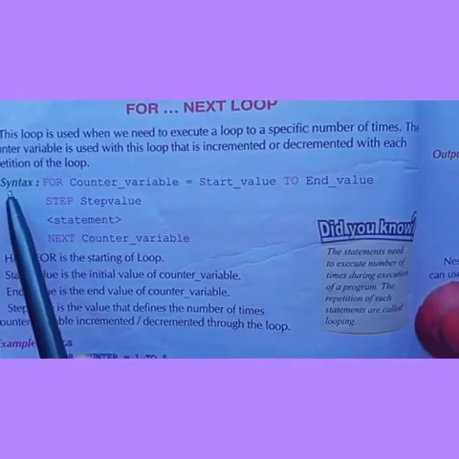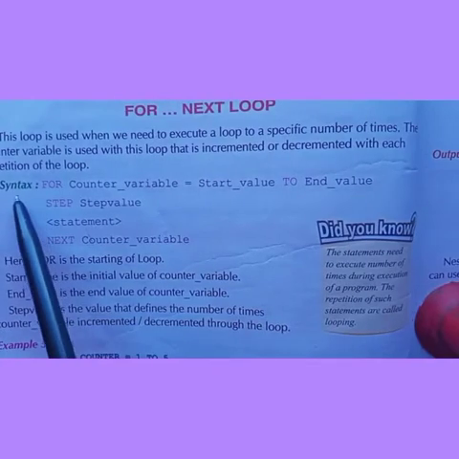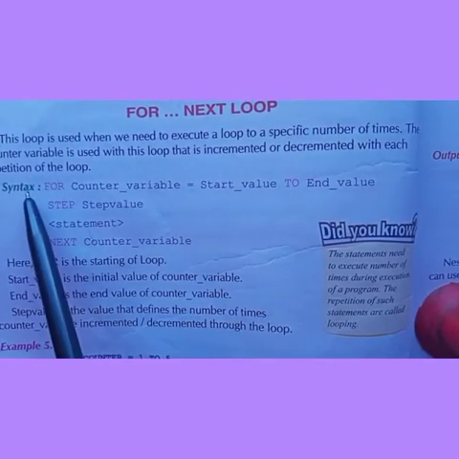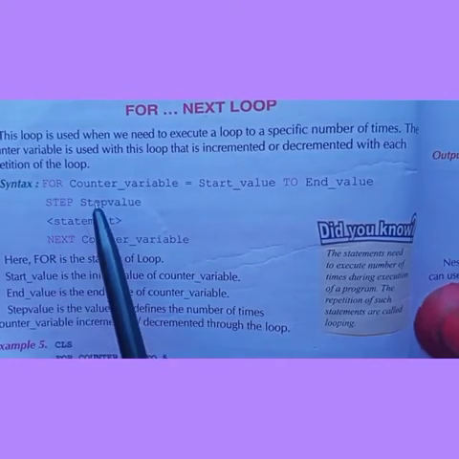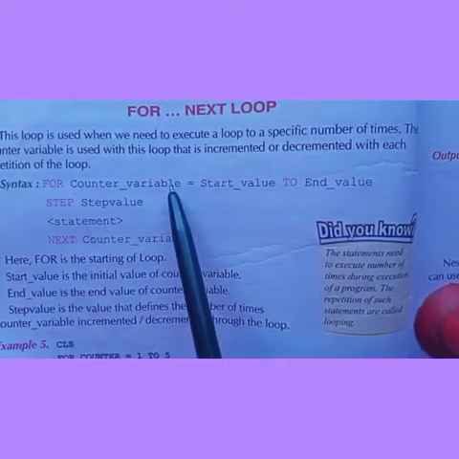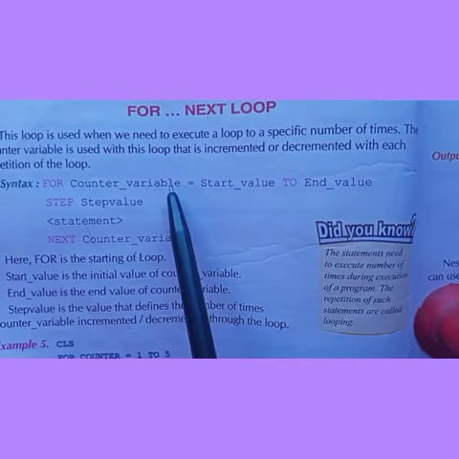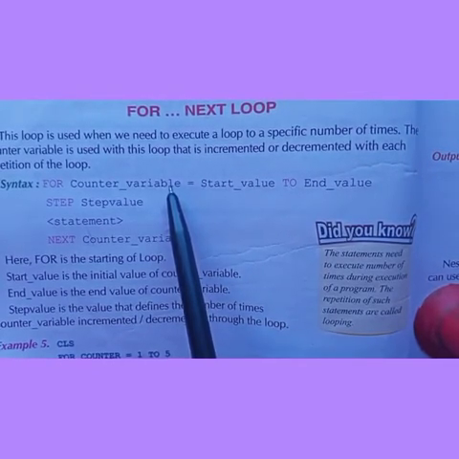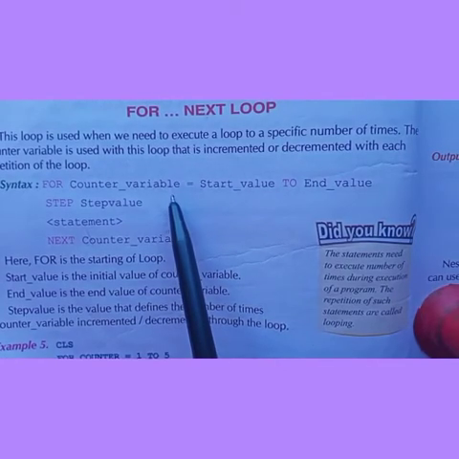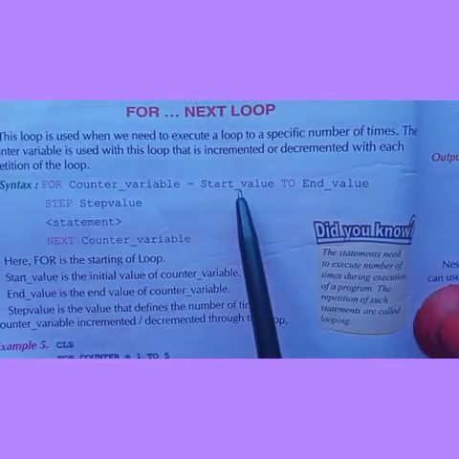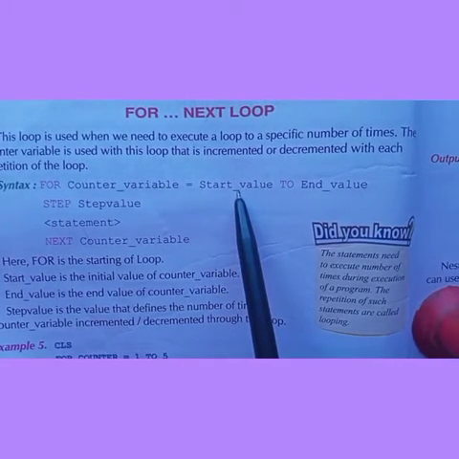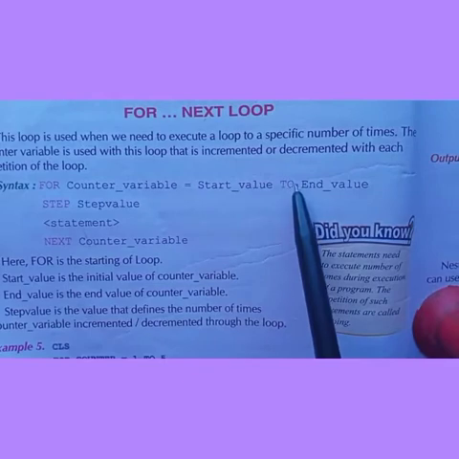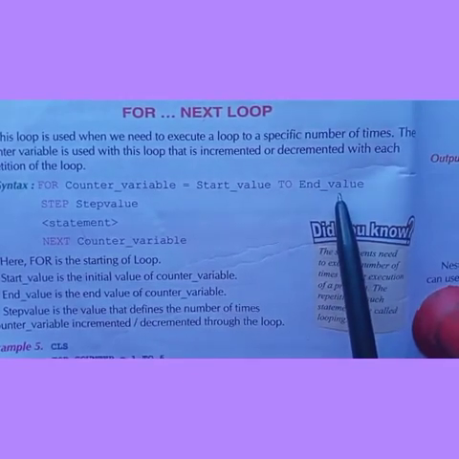Then comes syntax. Syntax is how we are going to write this loop. For writing the syntax, first we need to write the FOR statement. After the FOR statement, we give the counter variable, which is going to count how many times the step will be repeated. For counting, we need to give a start value where the counting for the repetition will begin, and then we use the TO statement, and then we write the end value.